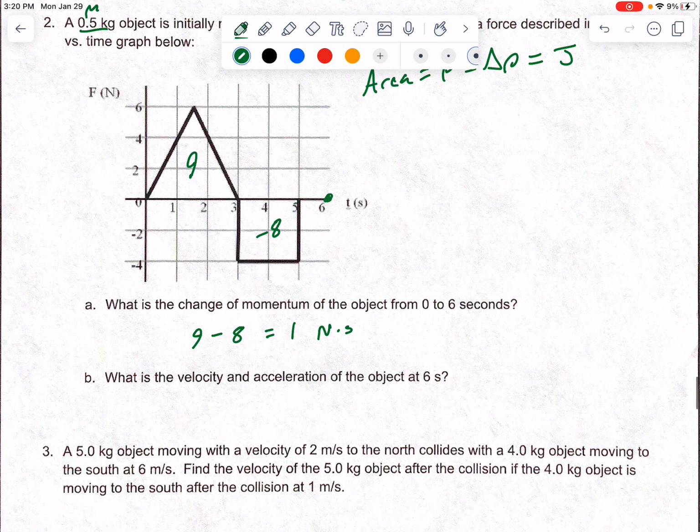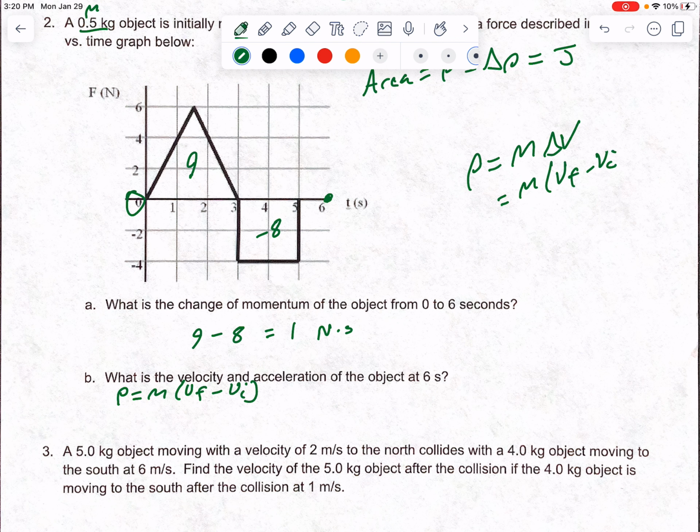Then B says, what is the velocity and acceleration of the object at 6 seconds? What I'm seeing people do is they see they're right here at 6 seconds, and they look over to the left and say, oh, well, everything's 0, so that question's done. For velocity, you're using this equation: P equals M times VF minus VI. On your formula sheet, you see this as P equals M times delta V. Delta means change in velocity, which is the same thing as M times VF minus VI.